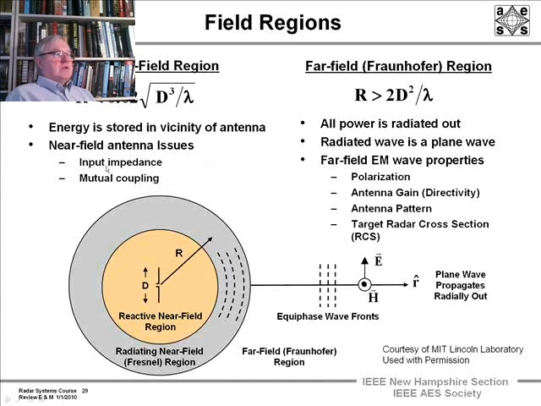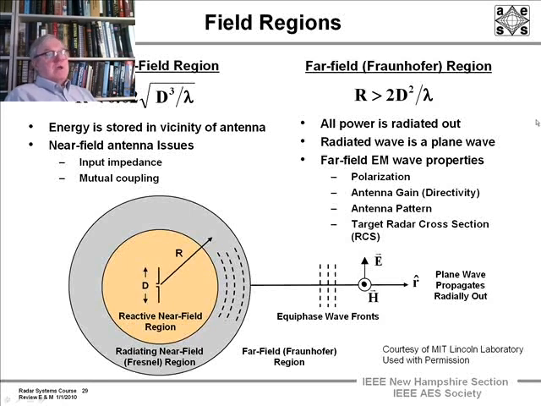And it's used to calculate input impedance and mutual coupling between elements of an array of antennas that are generating one giant beam. In the far field, the so-called Fraunhofer region, that's when the range is significantly greater than twice the diameter of the radiator squared divided by the wavelength.